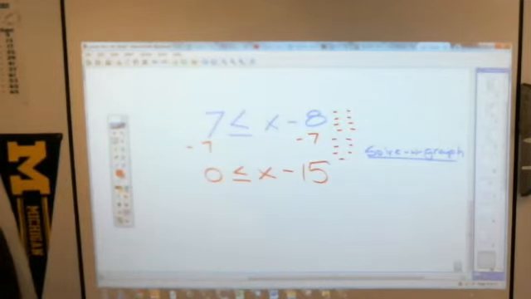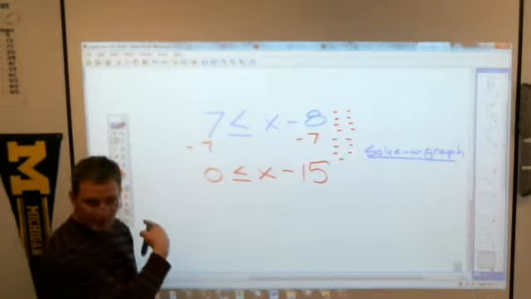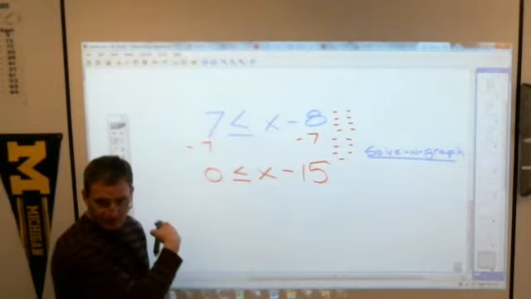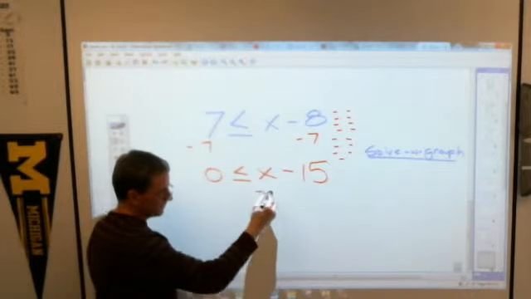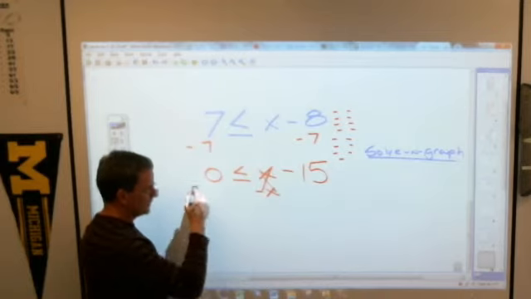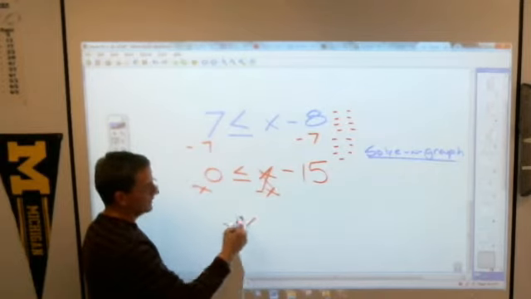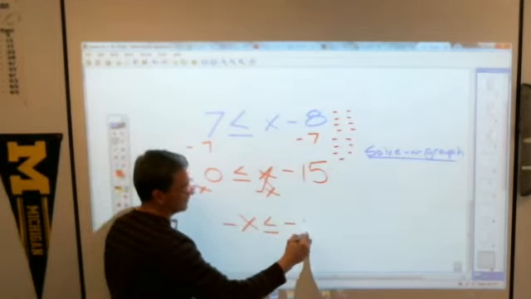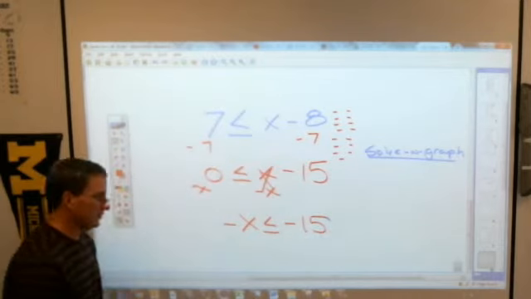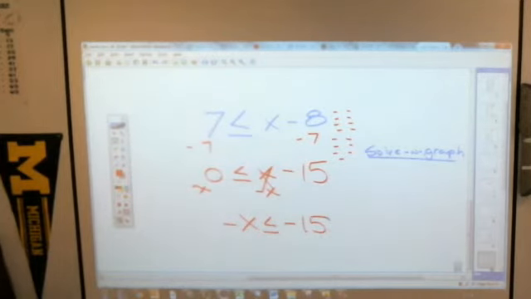Now the next thing I would do, Leighton, is move the x. How do I get the x over there? I have to subtract it over. So I subtract x. Now look, I've got negative x less than or equal to negative 15. Now we're getting close. Now what?